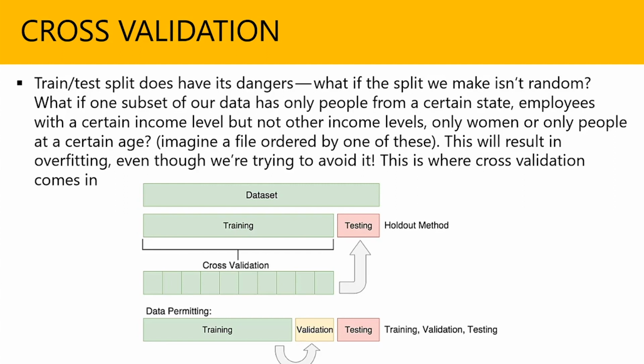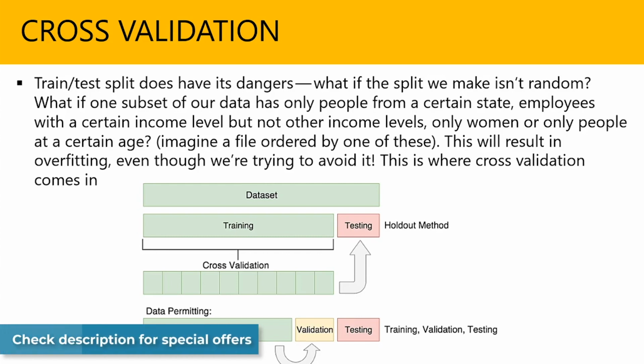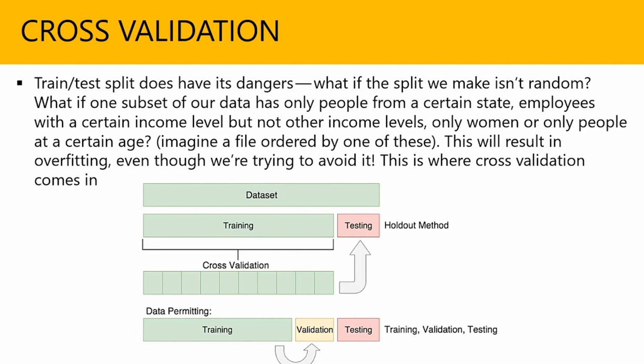So this will result in overfitting, even though we're trying to avoid it, and this is where cross-validation comes in. If you look at the image here, you have the data set on top, you have the training, and then you cross-validate using the holdout method in testing, and then of course you do the data splitting with the training, validation, and testing. So just understand the concept of cross-validation. And of course the test and train splitting of the data has its own dangers that you need to be aware of.